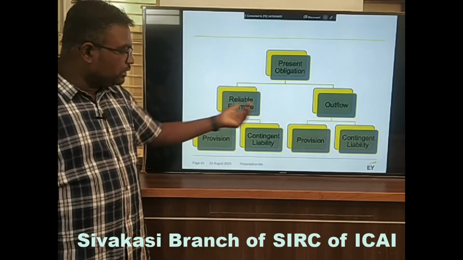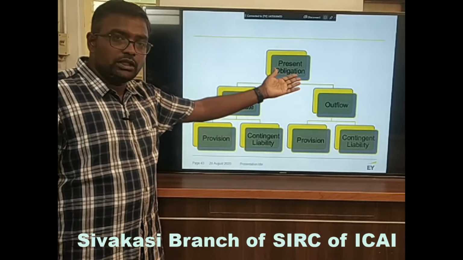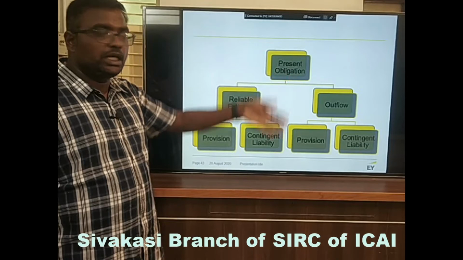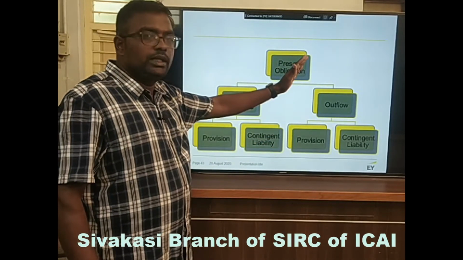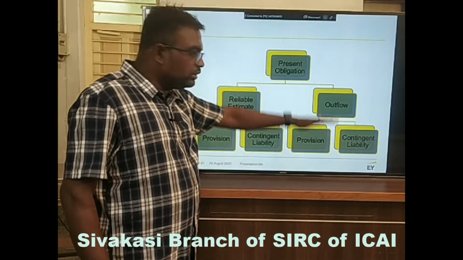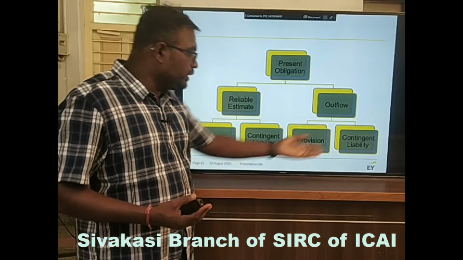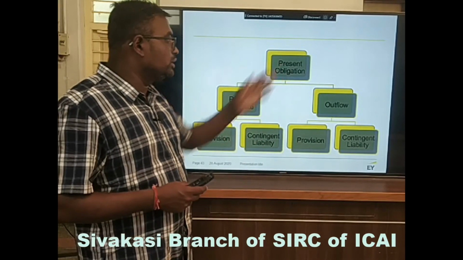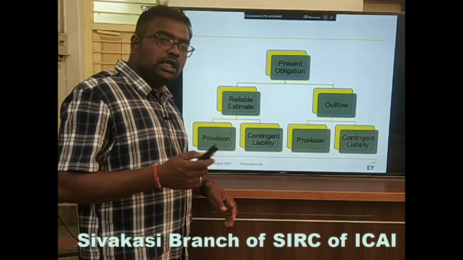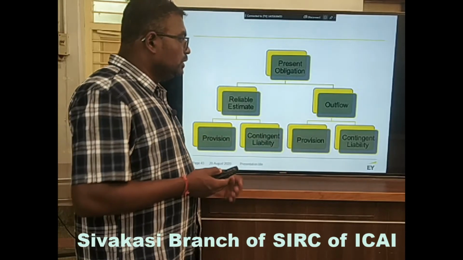If you are not able to make a reliable estimate, though there is a present obligation, but you do not know the liability, then it is a contingent liability. Though there is a present obligation and there is an outflow, but you are not able to identify the outflow, then it is a contingent liability, not a provision. You can read the definition of what is the present obligation or what is the contingent liability, and you can understand this.